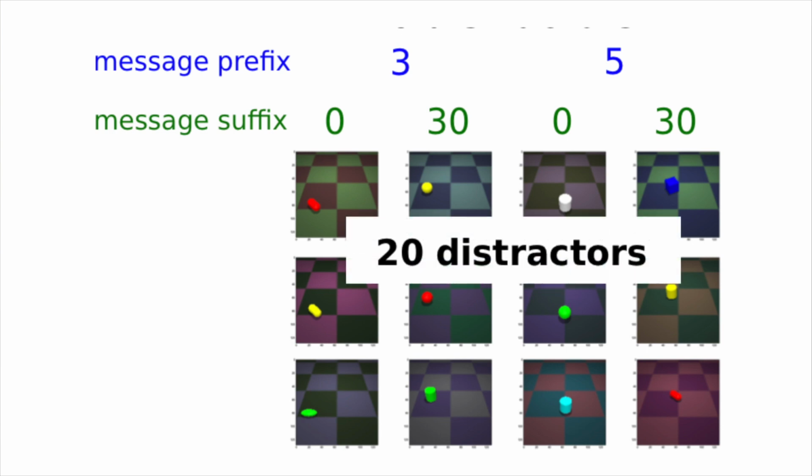But in this case, the receiver, the listener, is being given 20 distractors. So this means that the models have to work pretty hard.